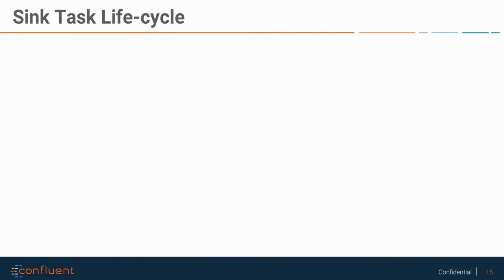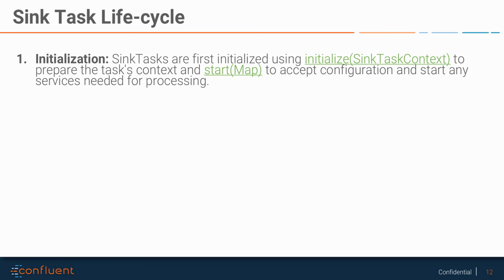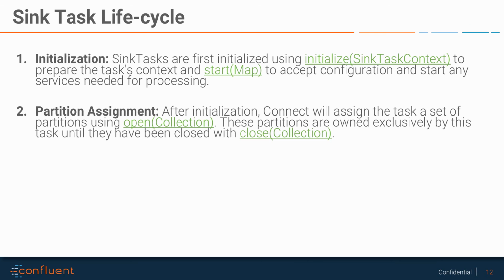The task lifecycle is a bit more complex than that of the source connectors. The task is initialized with details of the framework context along with the connector-specific configuration details. The open method is called to assign a specific set of Kafka topic partitions to the task. The close method will be called, followed by another call to open, in the event that the framework needs to rebalance partitions across the available connector tasks.